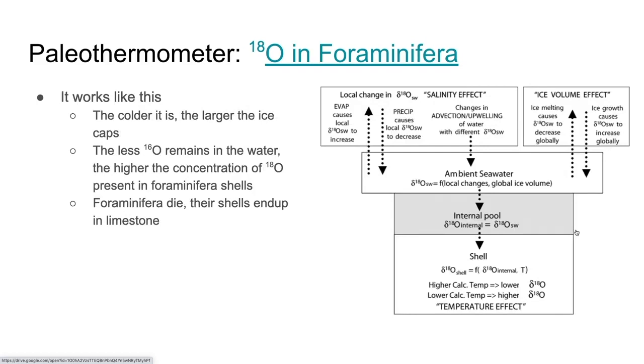The colder it is, the larger the ice caps. And when there's larger ice caps, less oxygen-16 remains in the seawater, and therefore a higher concentration of oxygen-18 is available for incorporation into foraminifera shells. When the foraminifera die, their shells build up and form limestone. That signature of the isotope ratio of oxygen-16 to 18 that we can use to determine the temperature is trapped in that limestone forever.